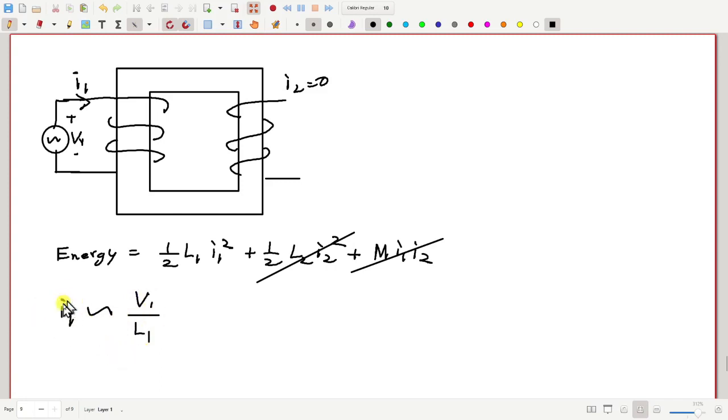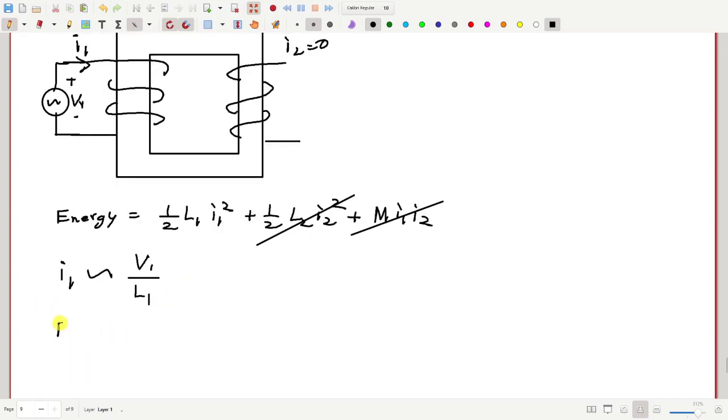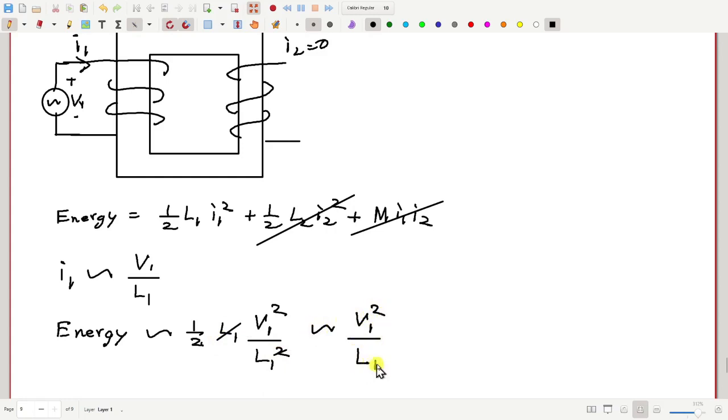So you can see the magnitude of I1 depends on V1 by L1. Therefore the magnitude of energy stored, which is varying with time, depends on half L1 times I1 squared. Let me write V1 squared by L1 square. Now this L1 and this square can be cancelled, so this is of the order of V1 squared by L1.